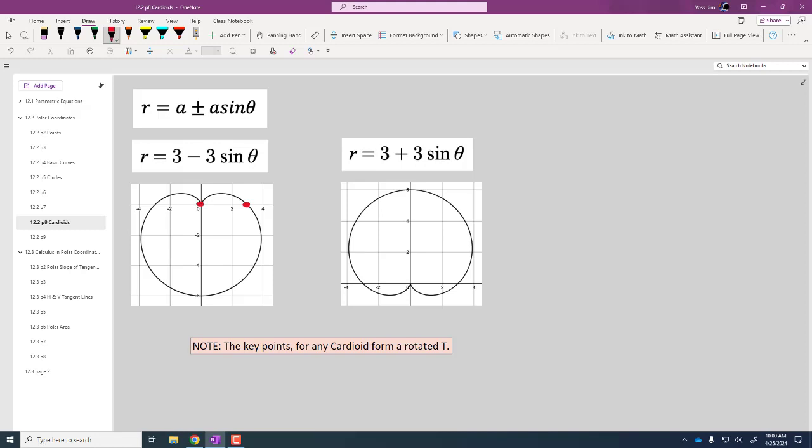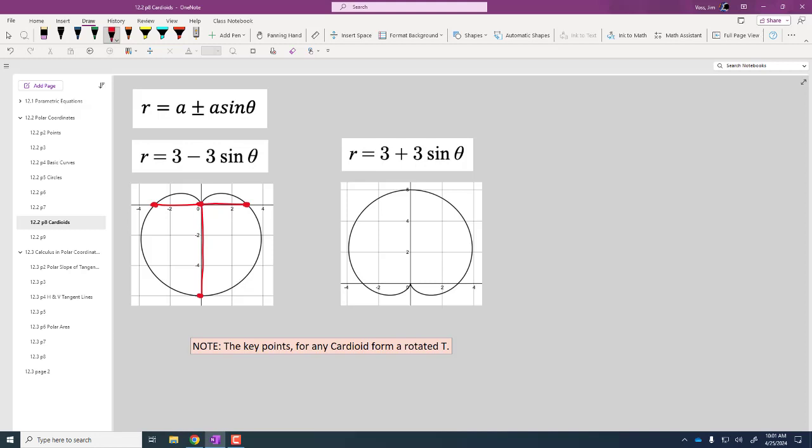Over to pi. Sine of pi is 0. 3 minus 0, 3. 3 units away from the origin in the direction of pi. Get down to 3 pi over 2. Sine of 3 pi over 2 is negative 1. That makes us positive 3. 3 plus 3 is 6. So we're going 6 in the 3 pi over 2 direction. So there's our capital T. Piece of cake.